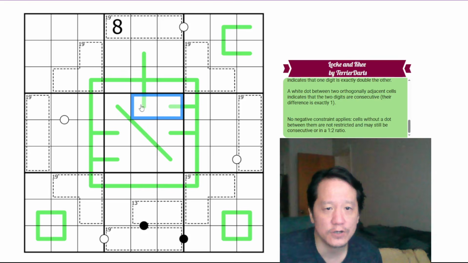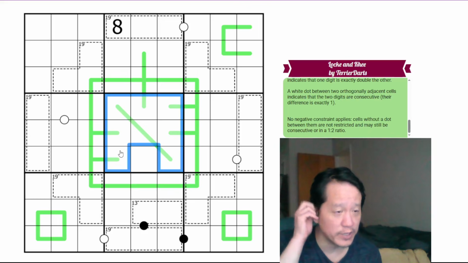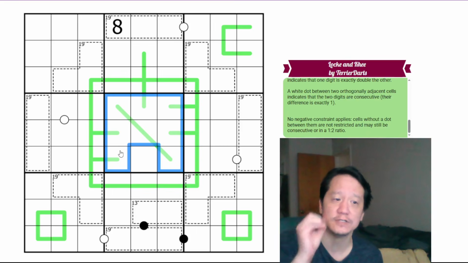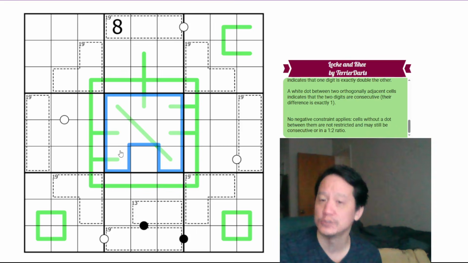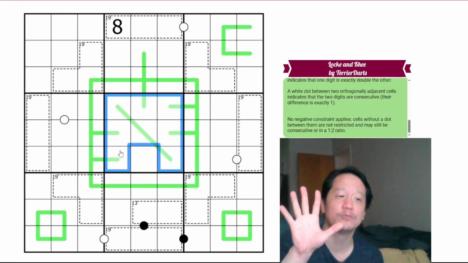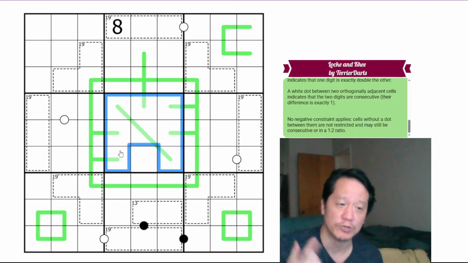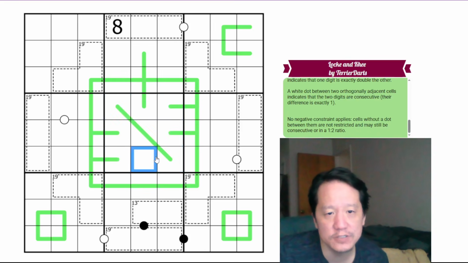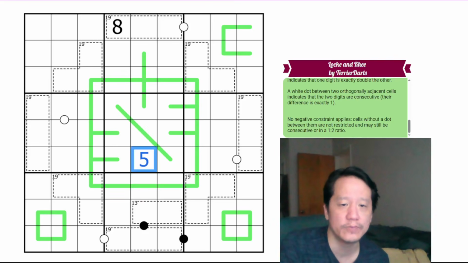Okay, so let's look at this central box. 5 can never be on a whisper 5 line, because if you subtract 5 or more from 5, you get 0 or less, which is not a normal Sudoku digit. If you add 5 or more to 5, you get 10 or more, which is not a digit. So therefore, 5 cannot be any of these digits. 5 has to be here.